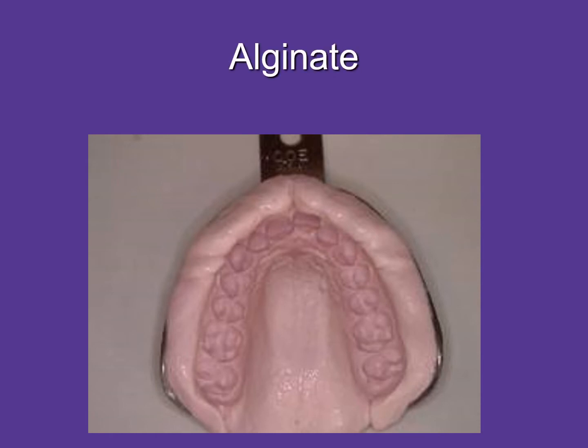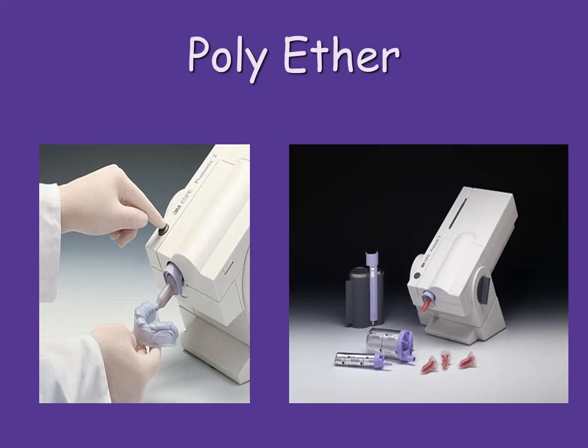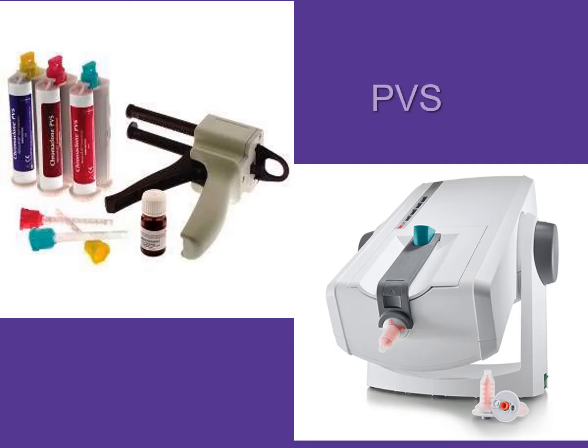This is an alginate impression material. It's an elastic, irreversible hydrocolloid. This is a polyether impression material. It is an expensive material and comes in an automatic mixing machine. Polyvinyl siloxane is available in an automatic mixing machine and a manual mixing gun.